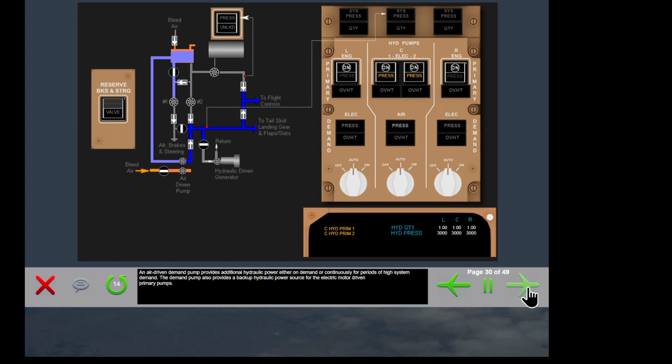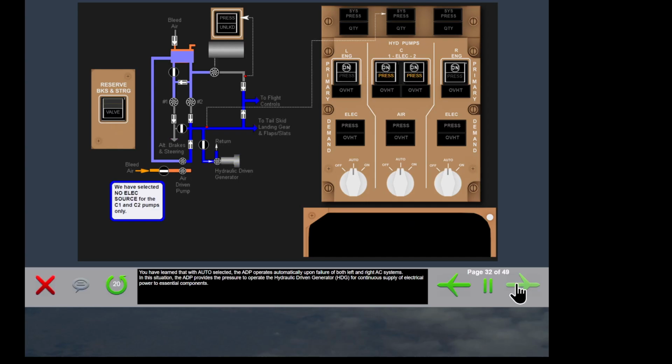An air-driven demand pump provides additional hydraulic power, either on demand or continuously for periods of high system demand. The demand pump also provides a backup hydraulic power source for the electric motor-driven primary pumps. With the ADP or demand switch in auto and air pressure available in the center pneumatic manifold, the air-driven pump operates when both center electric pump pressures are low or when heavy load items are selected. This pump switch is normally selected to off when the aircraft is parked and is normally selected to auto just before engine start.